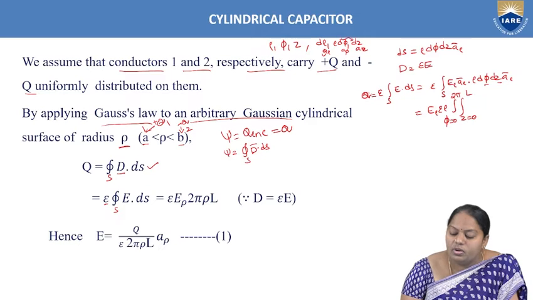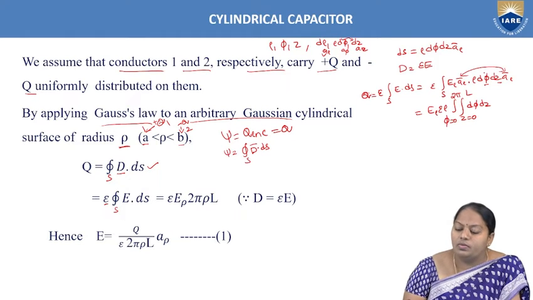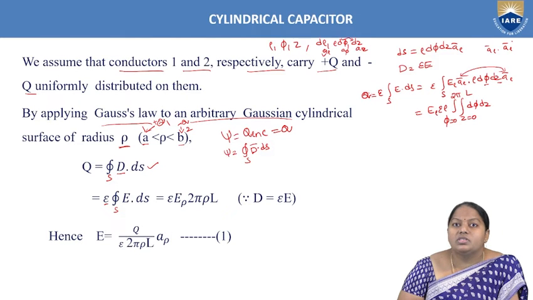So z is the variable ranging from 0 to L, and by default phi ranges from 0 to 2 pi, then d phi dz, and a rho dot a rho is equal to 1. Why? Because we know that the dot product of two identical unit vectors is 1.